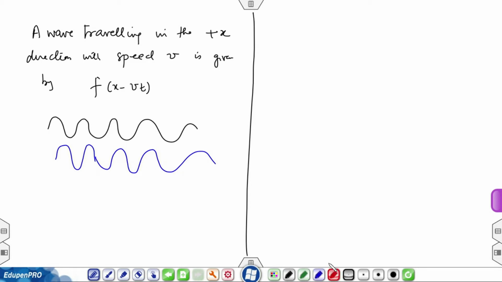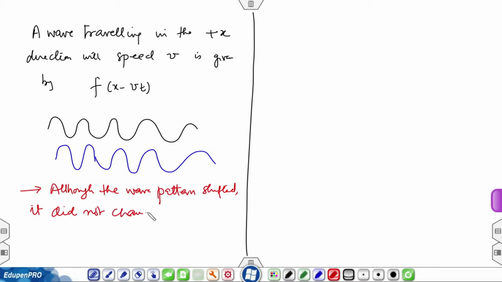The important thing to note is, although the wave pattern shifted, it did not change its functional form. So, these are called non-dispersive waves. For example, our sound when we speak is a good example of a non-dispersive wave, because when I speak, a person who is standing far away does not hear it distorted. He or she hears it as I spoke. So, it does not get distorted that much. So, it is non-dispersive.